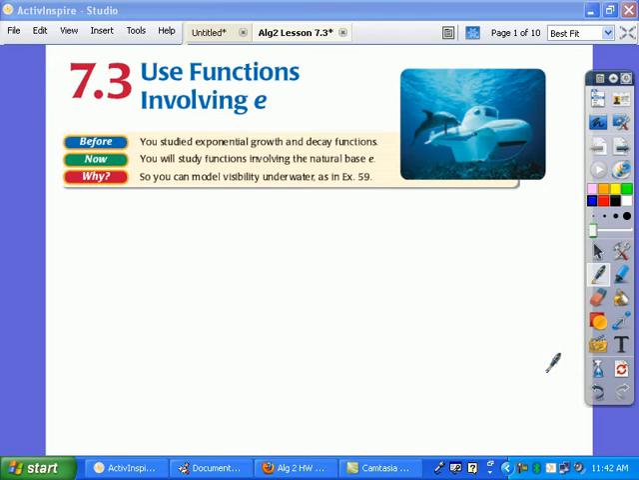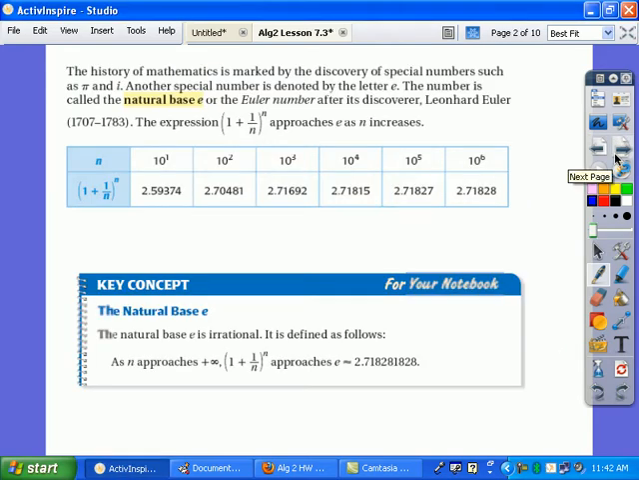As we've talked briefly before, e is simply a number. It is a number between 2 and 3. It's 2.718 and so on. It is irrational, so it has no end. So it's like pi, except it's smaller than pi. e is called the natural base.